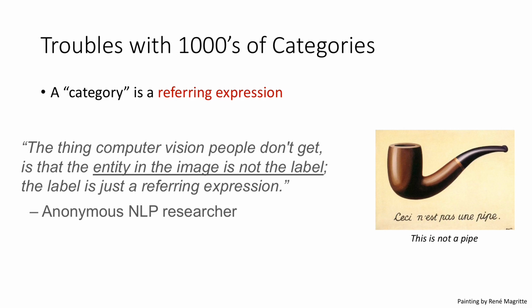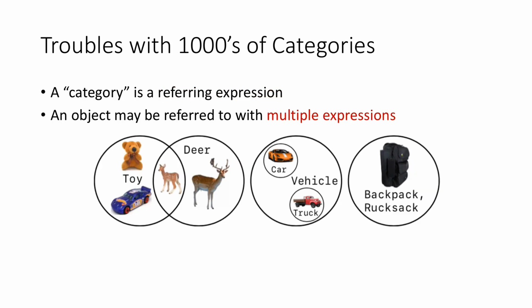At the scale of thousands of object categories, the boundaries between categories can get fuzzy. Now, an NLP researcher once told me, the thing that computer vision people don't get is that the entity in the image is not the label. The label is just a referring expression.